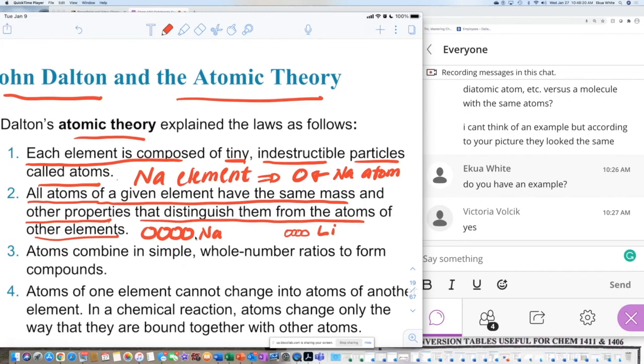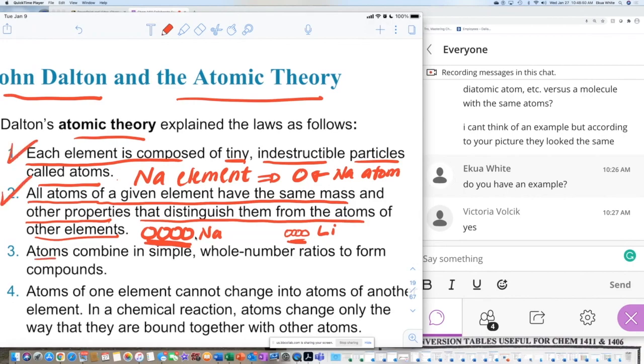You can tell sodium atoms are different from lithium atoms because all the sodium atoms are like each other, but different from the lithium atoms. Sodium atoms behave like each other, but they behave differently from lithium atoms. So they have these properties that make you go, oh, no, this is not a sodium atom. This is actually a lithium atom because it doesn't behave like other sodium atoms. Okay? So we're moving on. We're done with these two.